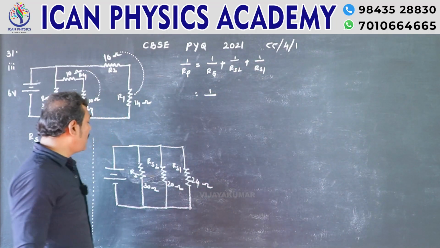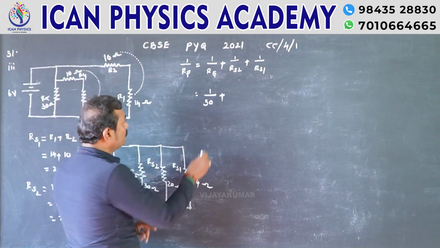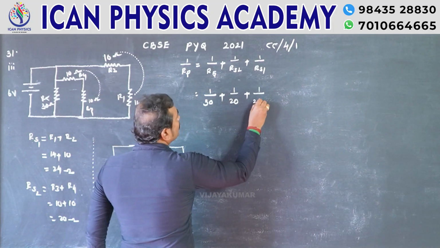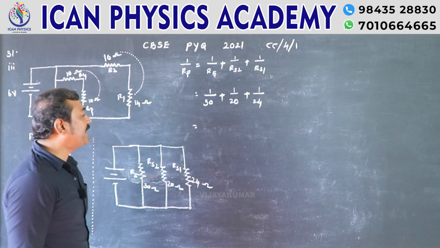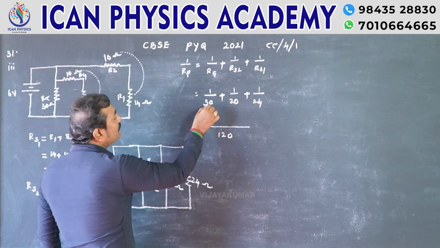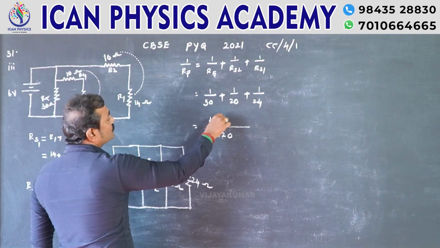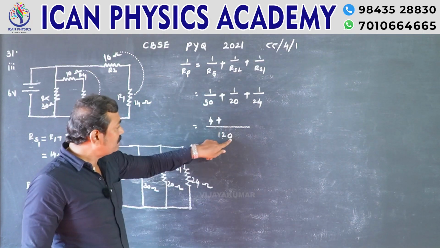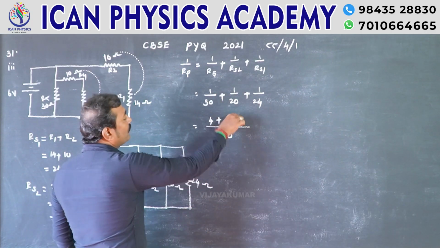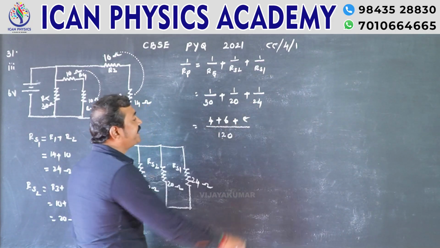1 by R5 is 30, plus RS2 20, plus RS1 is 24. When you are taking the common LCM, it becomes 120. So 120 by 30 is 4, so 4 times the numerator. 120 by 20 is 6, so 6 times the numerator. Then 120 divided by 24 is 5 times, so 5 times the numerator.